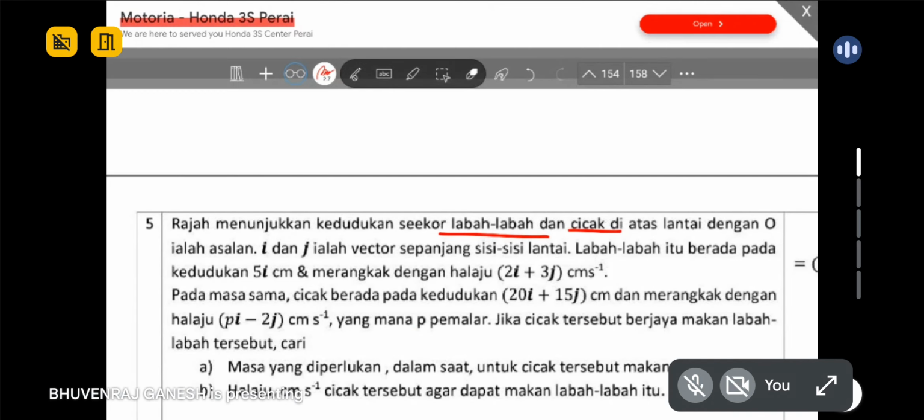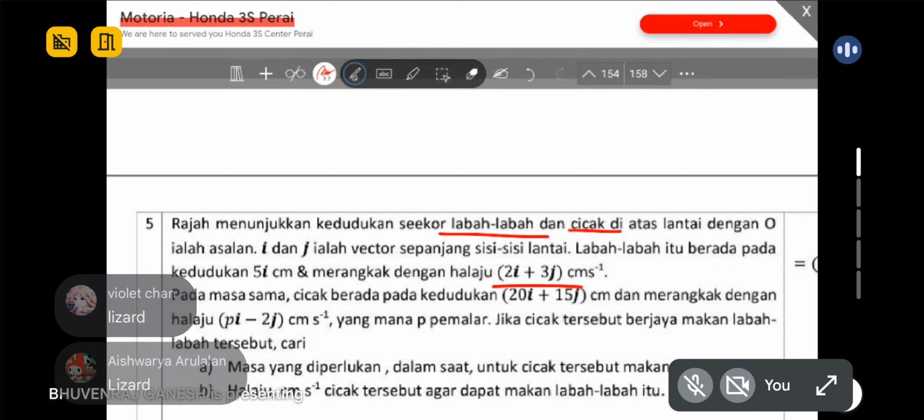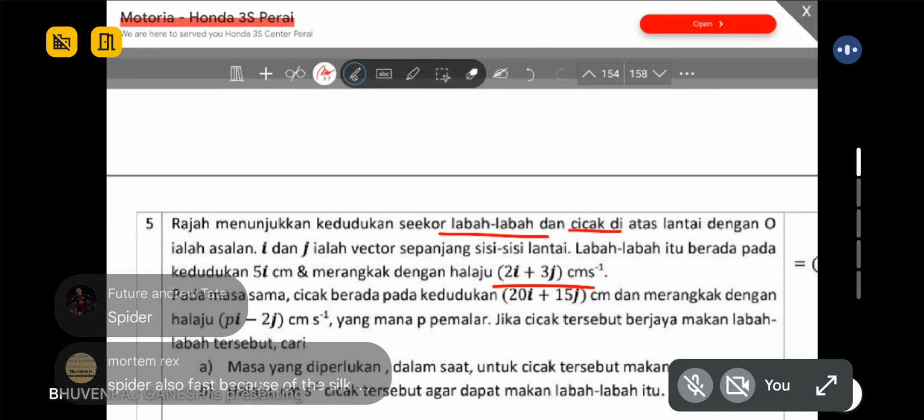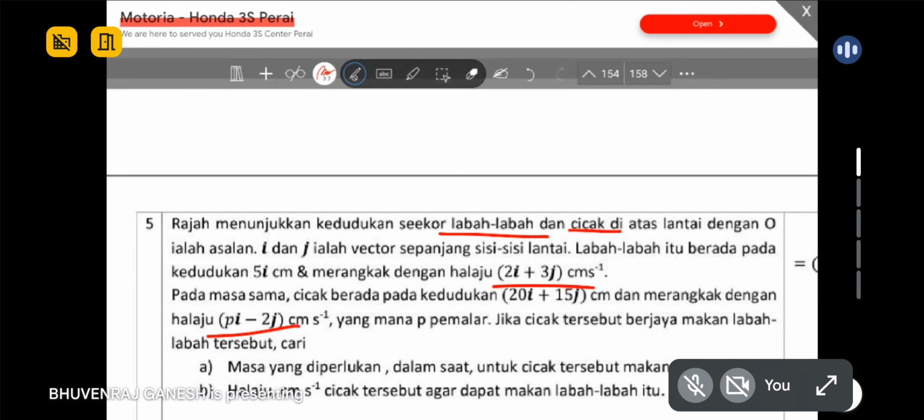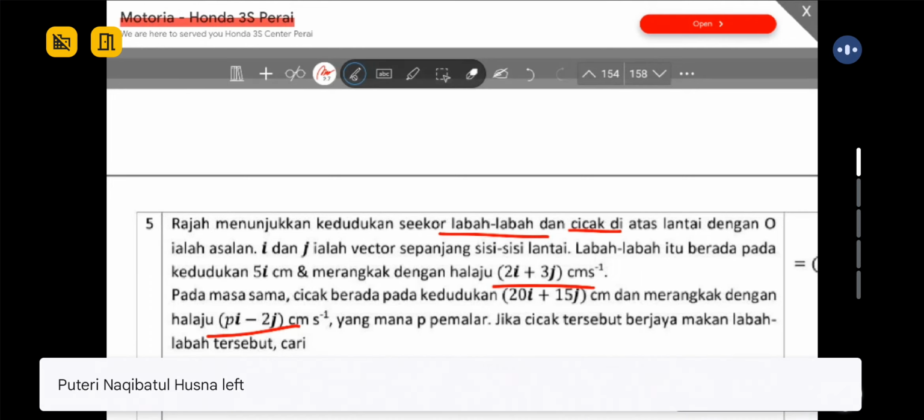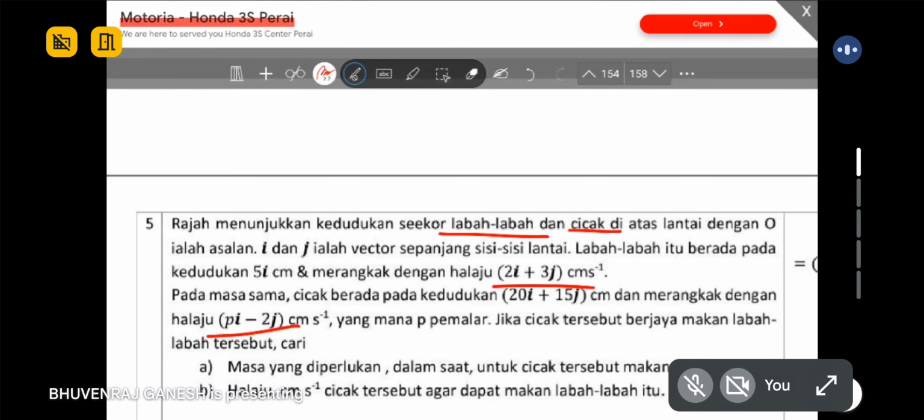The answer is actually, if you guys see the question, let me see. This one is for the spider, and then the lizard is pi minus 2j. Wait, let me check the answer first. Over here we don't know. Based on the answer, it's actually the same. Surprisingly, based on the answer, it's the same.